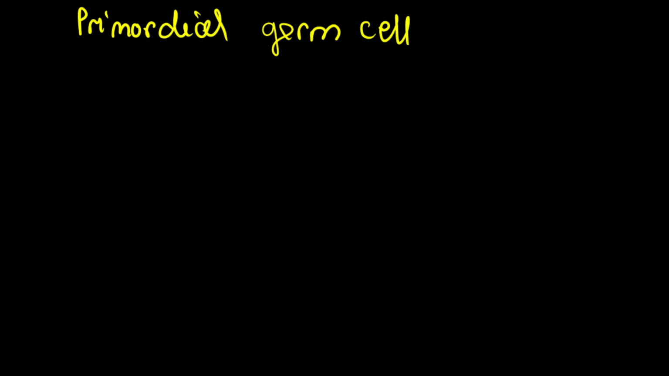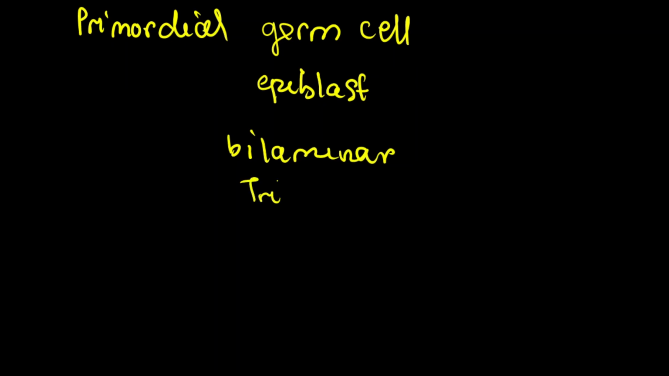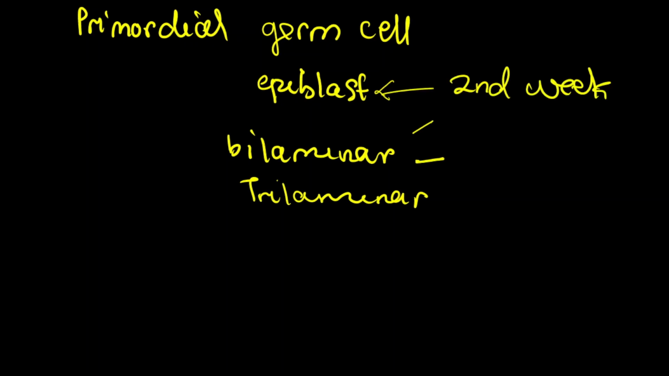Now the primordial germ cell is actually formed in the epiblast. In the very first introductory video, when we considered the introduction to embryology, we saw that in the formation of the embryo, we have the formation of the bilaminar germ layer as well as the trilaminar germ layer. We also saw that the bilaminar germ layer consists of the epiblast as well as the hypoblast. So these primordial germ cells are formed at the epiblast in the second week of embryonic life, and they move on to the yolk sac.